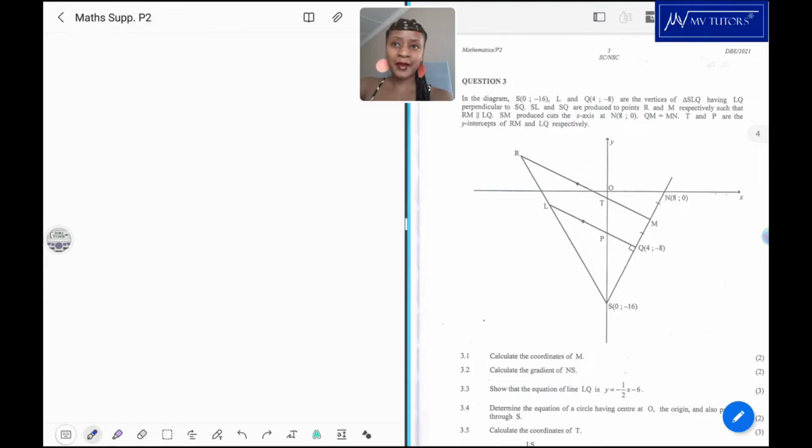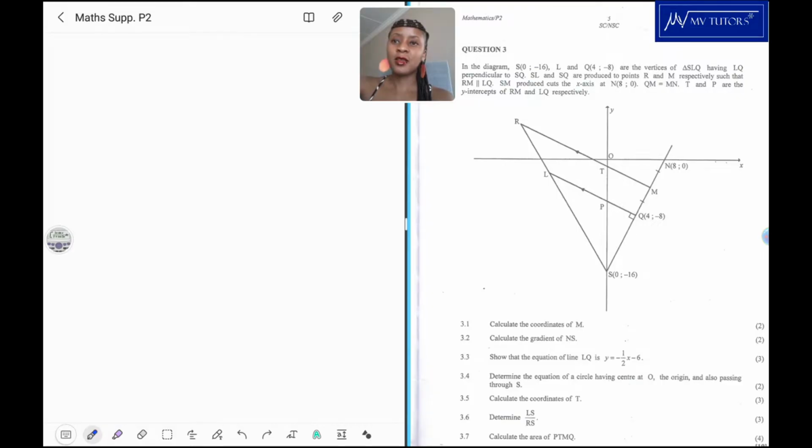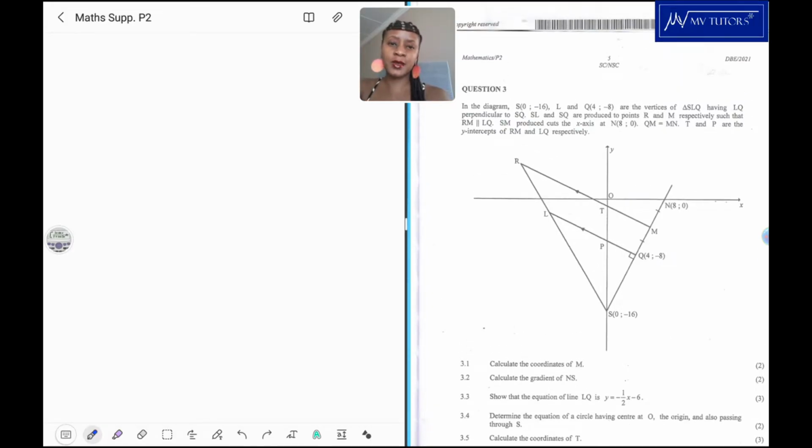So it says in the diagram, we can see S there. It's actually on the y-axis. It has the coordinates 0 and minus 16. L and Q, with coordinates (4, minus 8), are the vertices of triangle SLQ. Okay, you can see it's a right angle triangle having LQ perpendicular to SQ. Alright, SL and SQ are produced to points R and M respectively, such that RM is parallel to LQ.